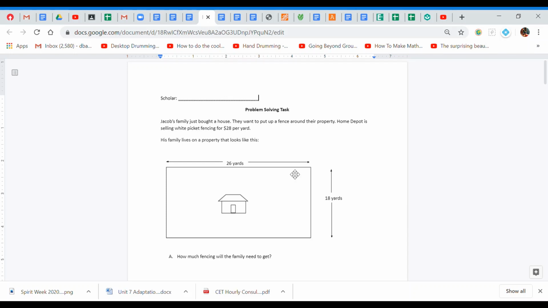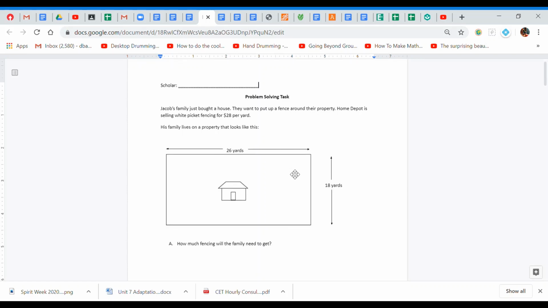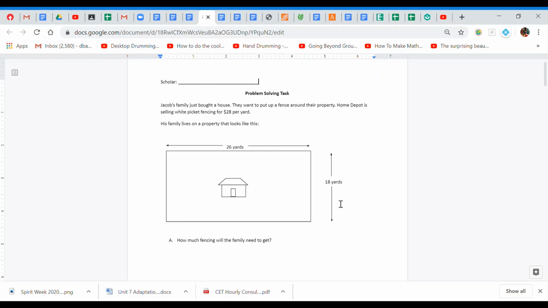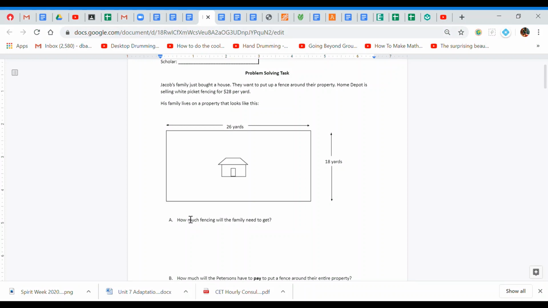Start with our problem-solving task. You can see we've got a picture already. We're already talking about measurement of shapes. It says, Jacob's family just bought a house. They want to put up a fence around their property. Home Depot is selling white picket fencing for $28 per yard. His family lives in a property that looks like this. It's 26 yards here, 18 yards here. The first question we're asking is, how much fencing will the family need to get?